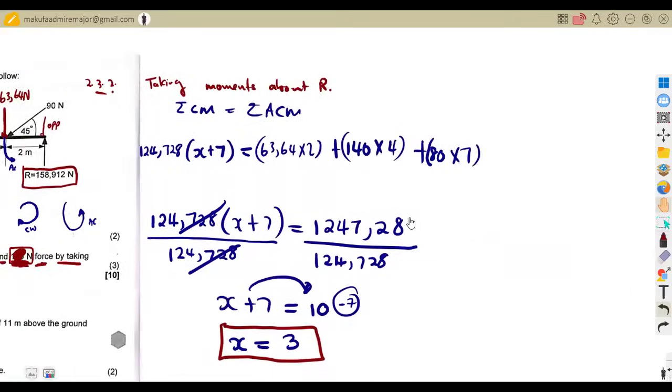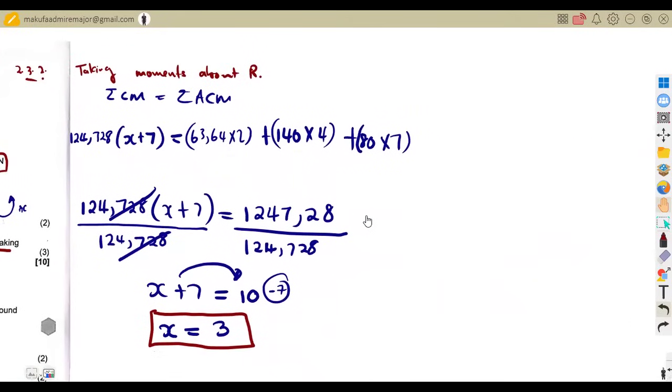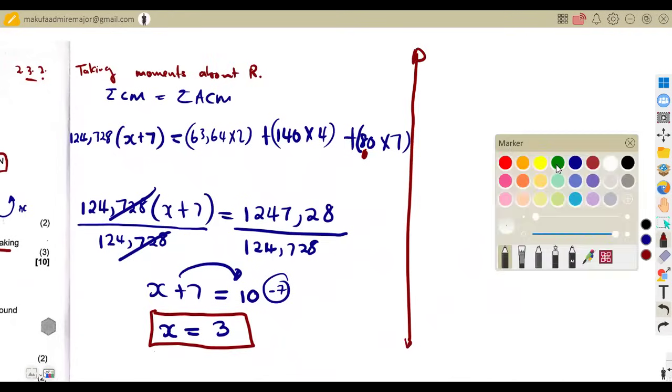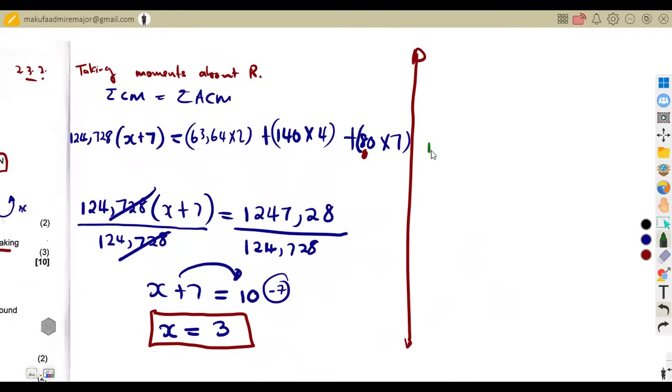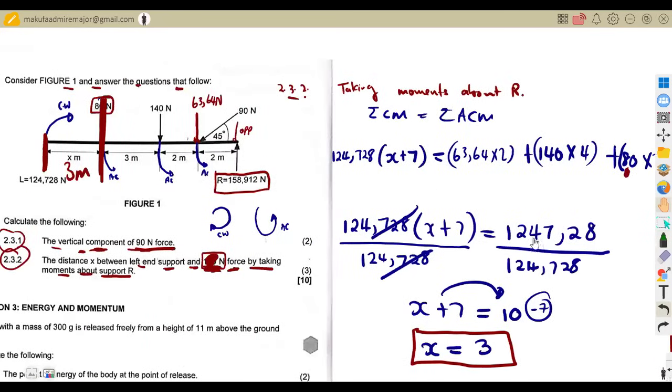So if we were to use the 100, let us just do it together. If we're having a 100, the only part that was going to change is this one. We're going to have a 100 only here. Let's see what our answer would be if we used the 100, because the rest was not going to change. Everything was going to remain as it is. So it was going to be 124,728. You simplify everything as it was.